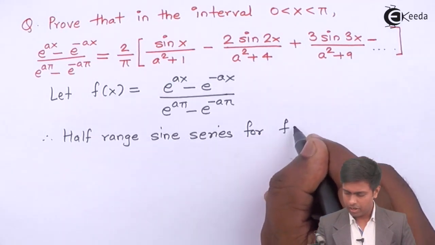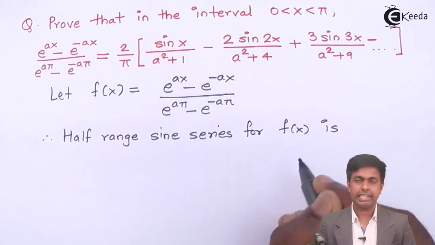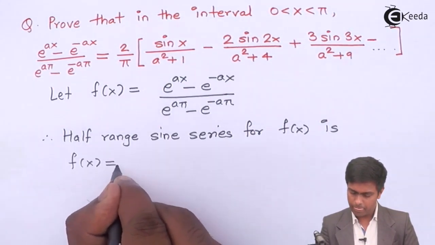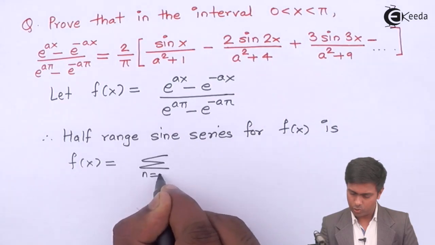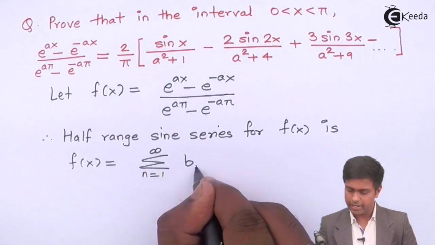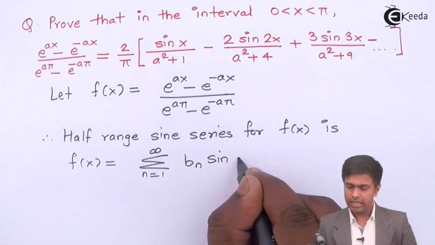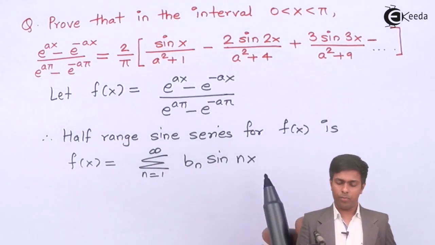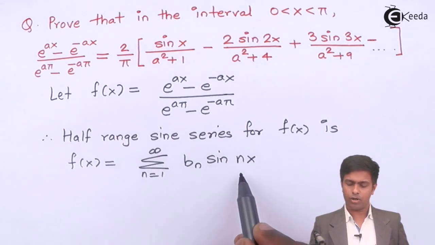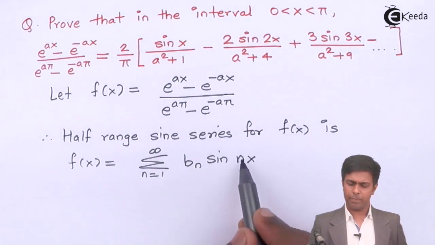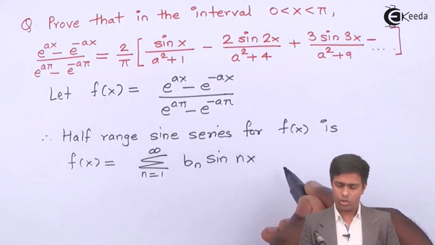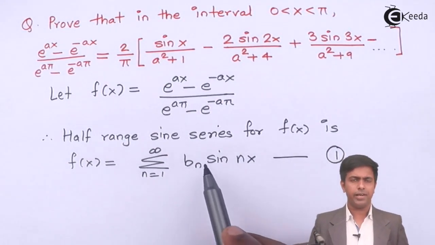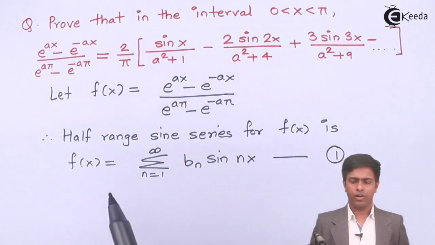for f of x is given by the formula f of x equal to summation n equal to 1 to infinity bn sine of nx, because the formula is n pi x upon L and L is pi, so pi and pi cancel, and we get sine nx. I'll call this equation number 1. Now I'm going to find the value of bn, and we'll put that value of bn here to get the result.